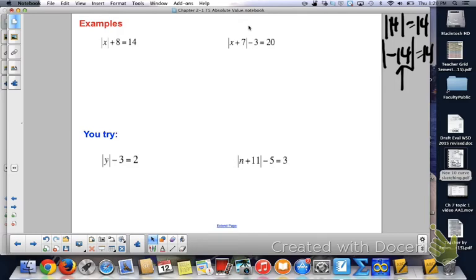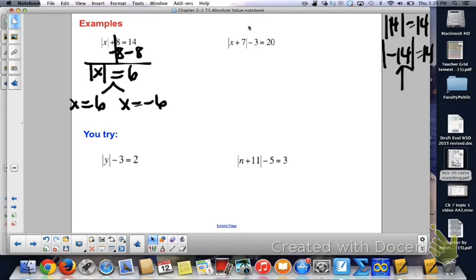So in order to do that, we need to subtract the 8 first. Okay, 14 minus 8 is 6. So now we have the absolute value of x equals 6. So now we can say, okay, well that means x could equal 6 or x could equal negative 6. Okay. The next one to the right, the absolute value of x plus 7 minus 3 equals 20.